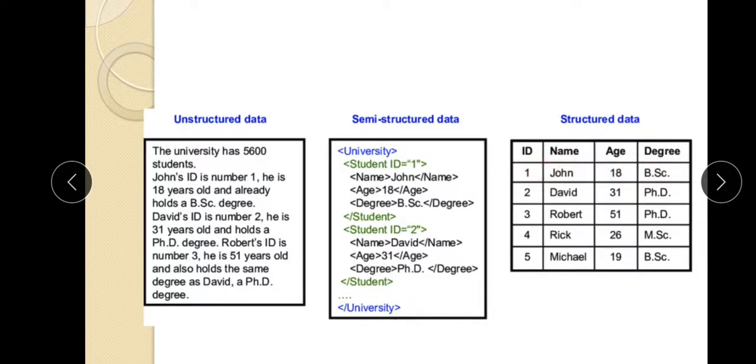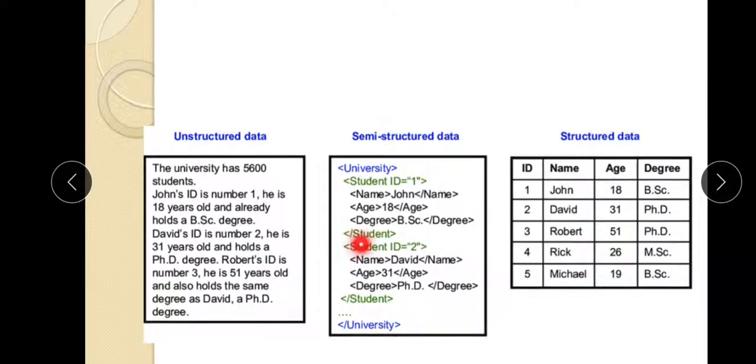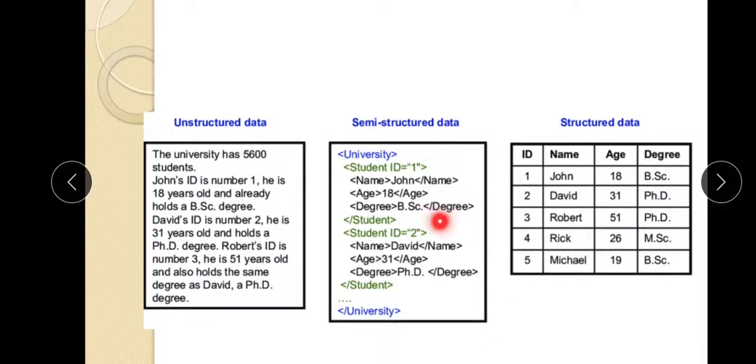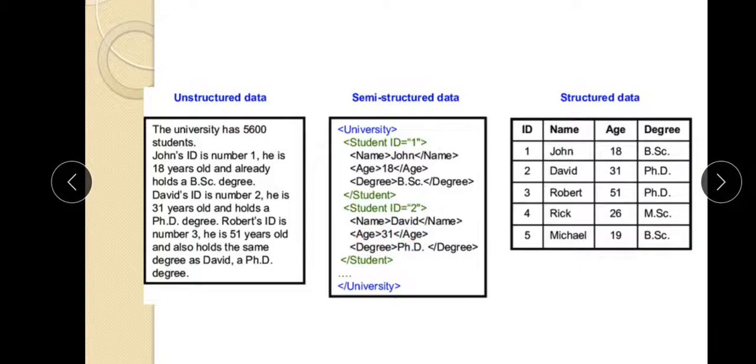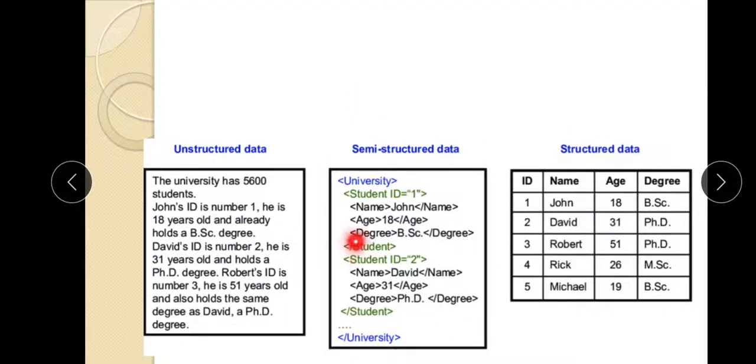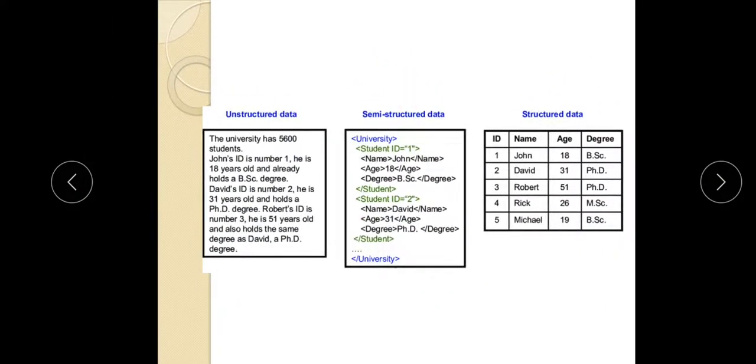Now to enter the second record, they start with the next student record. They again open the tag, then write the name, age, degree, and again close it. So this continues. This is called XML, or extended markup language. This is an example of semi-structured data. It is not as convenient as structured data because it is not stored in the form of tables. Clear?